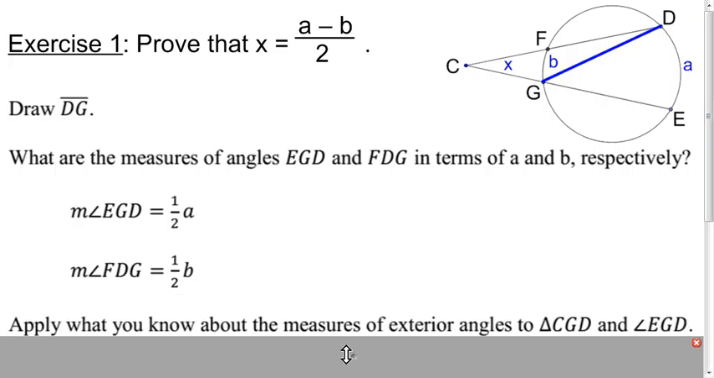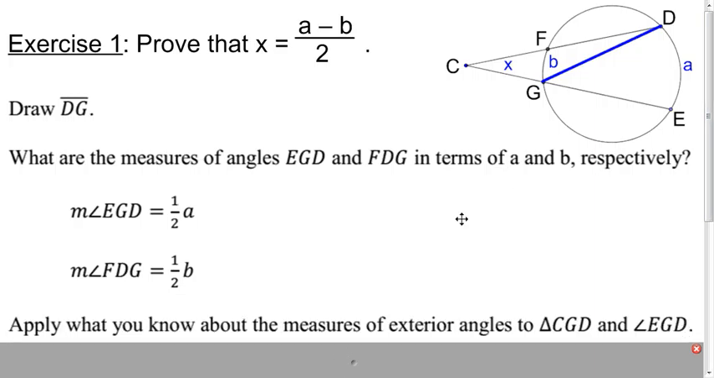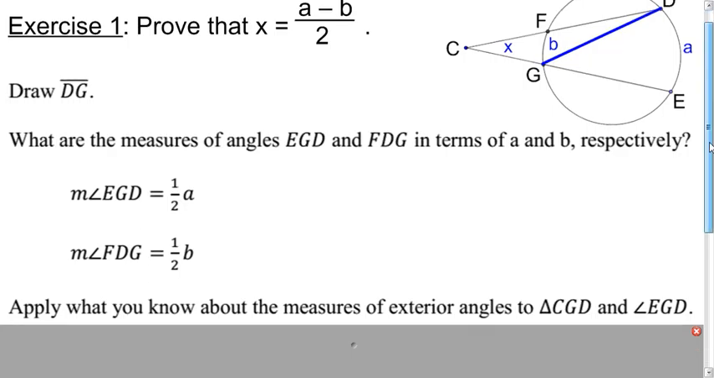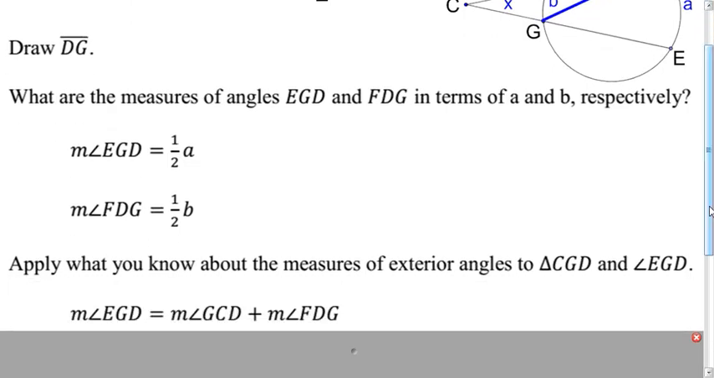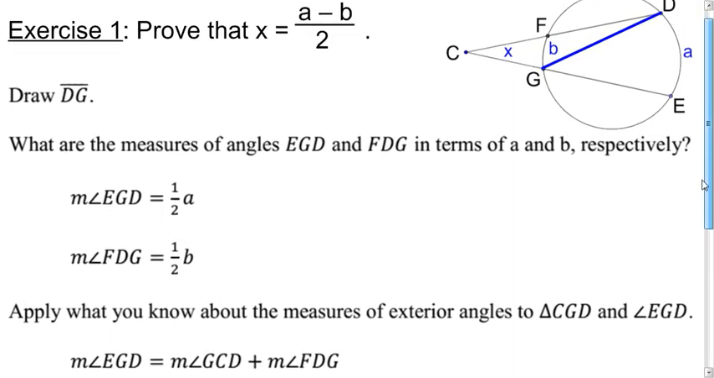And we can write an equation using what we know about exterior angles of triangles. So let's look at triangle CGD and exterior angle EGD. So how can we relate the measure of angle EGD to the measures inside this triangle? Well, it's going to be equal to the sum of the two remote interior angles. Right, so that's going to be GCD plus FDG, those angle measures.